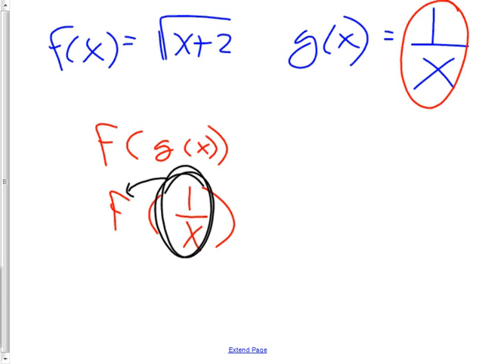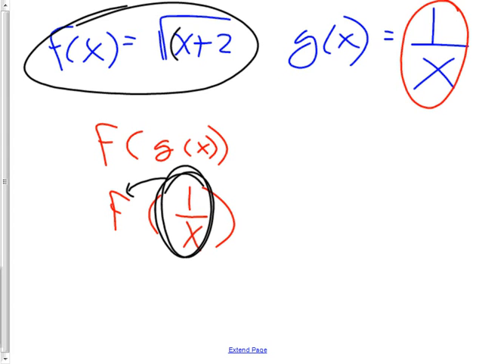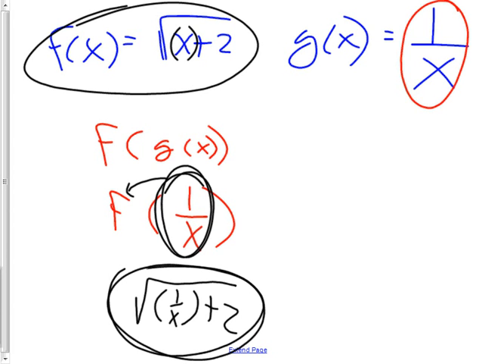1 over x into the f function. Well, where's the f function? It's right here. So I'd rewrite that with an empty spot where the x is. So I go square root of empty spot plus 2. And then I drop in this, 1 over x. So there's my answer. Raise your hand if you had that right. That's more than half. Okay, good.